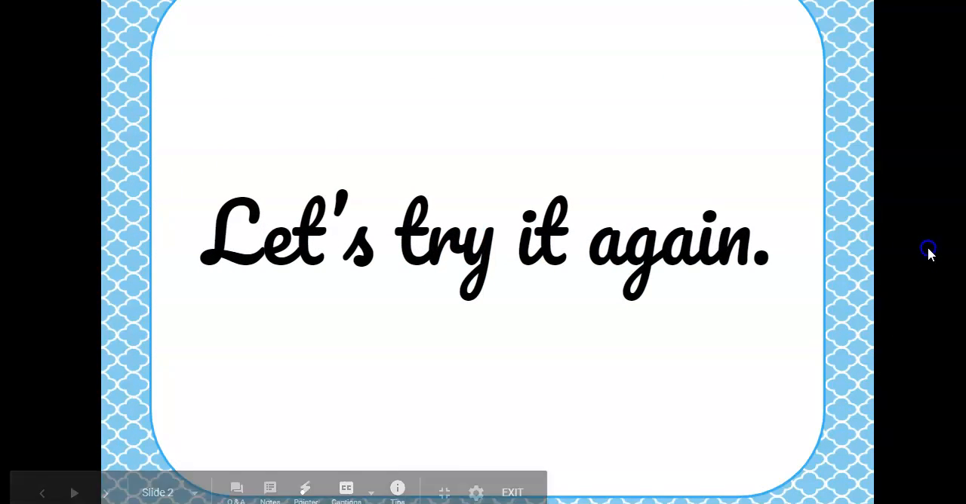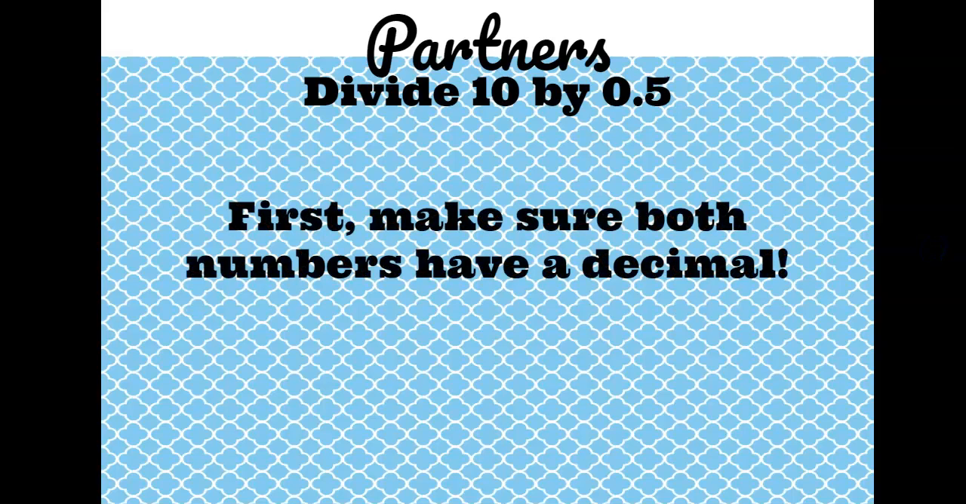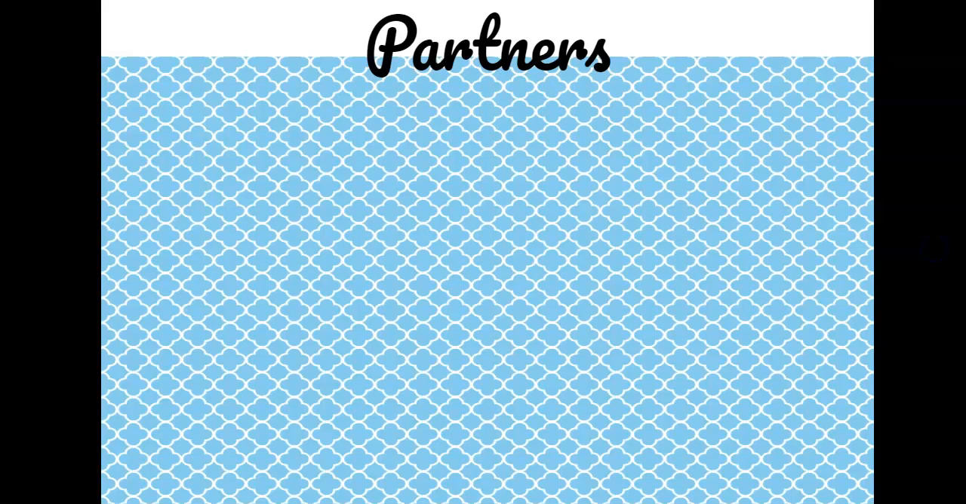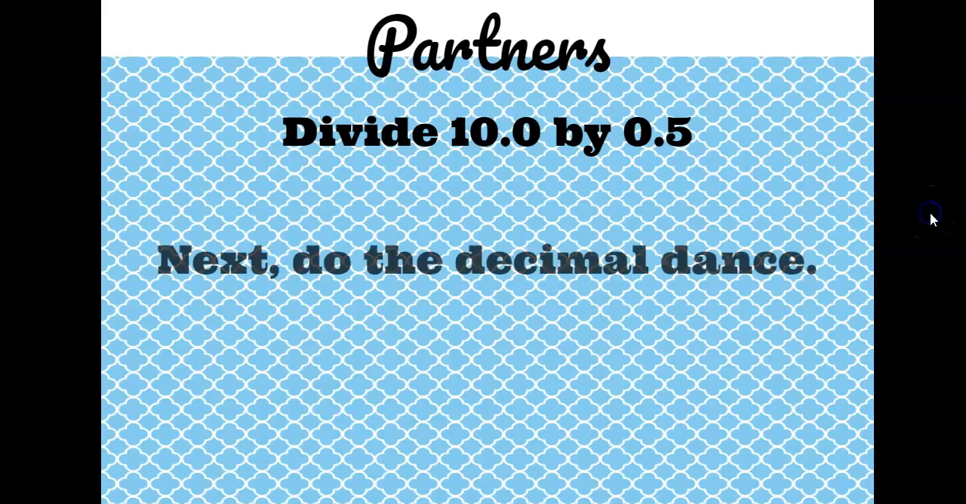Let's try this problem again. The decimal dance partners. Here we have the problem: divide 10 by 5/10. First, make sure that both numbers have a decimal. There is no decimal showing in the number 10, so a decimal has to be put at the end and a 0 annexed. Now both numbers have a decimal point.